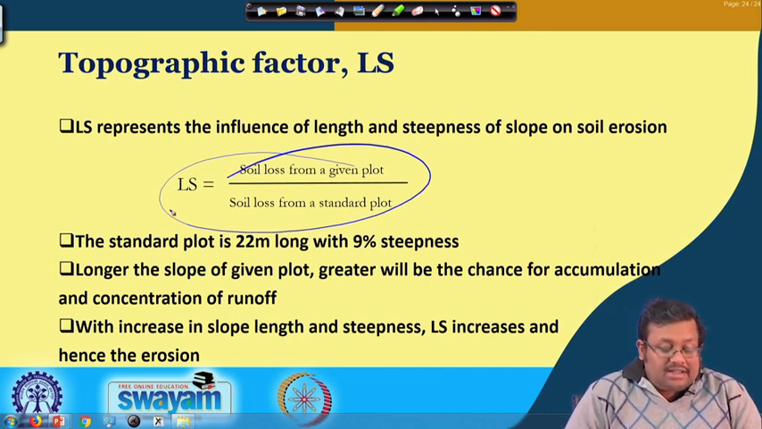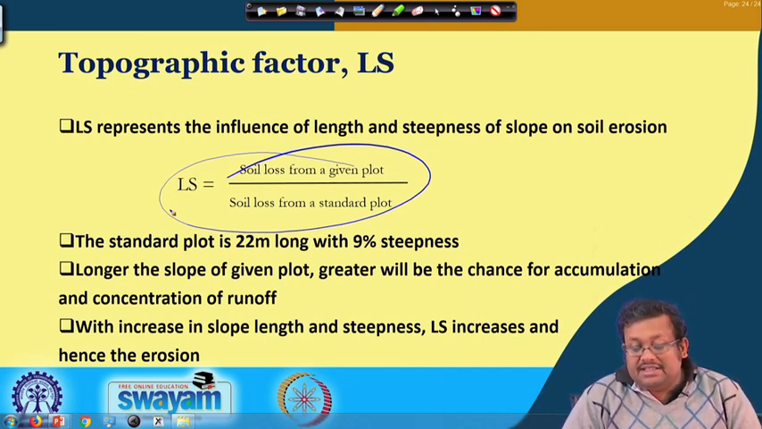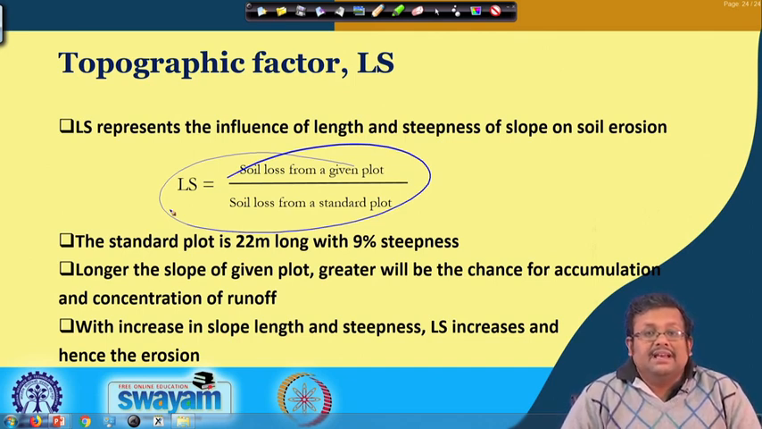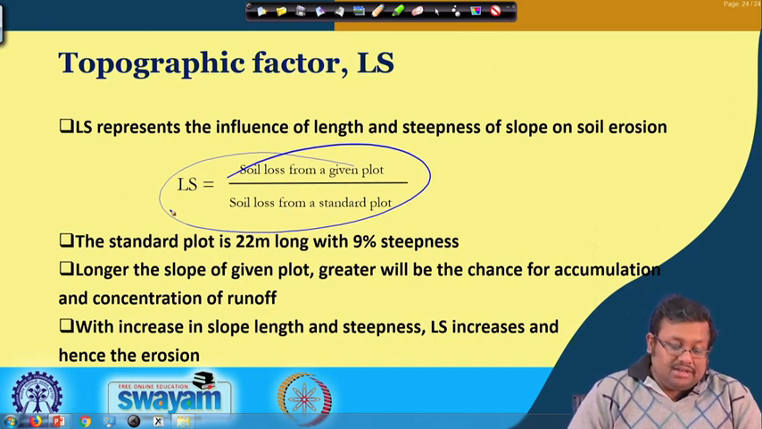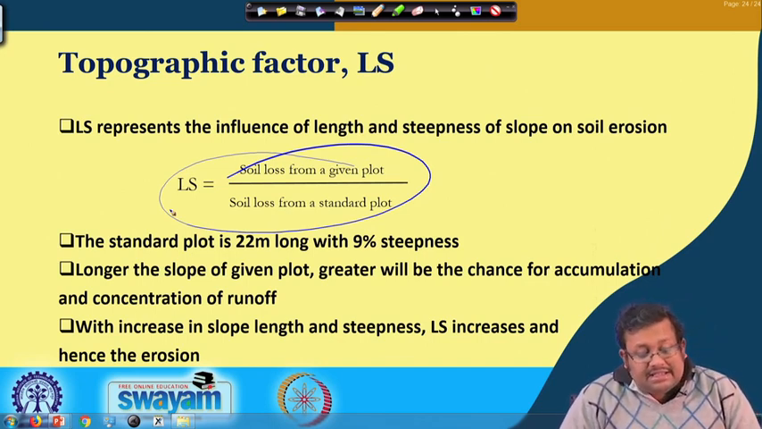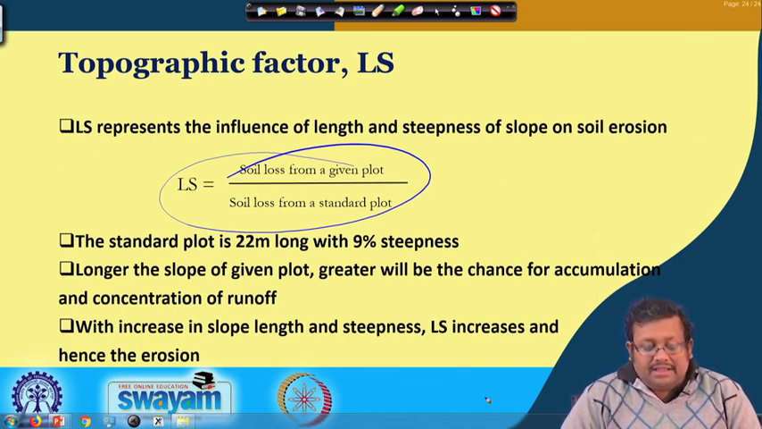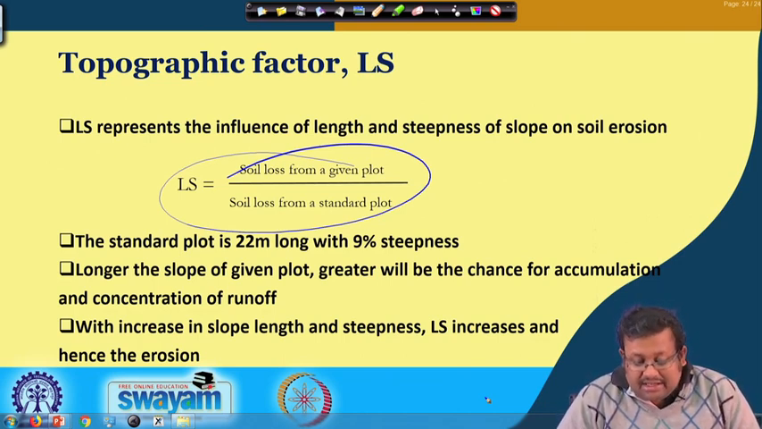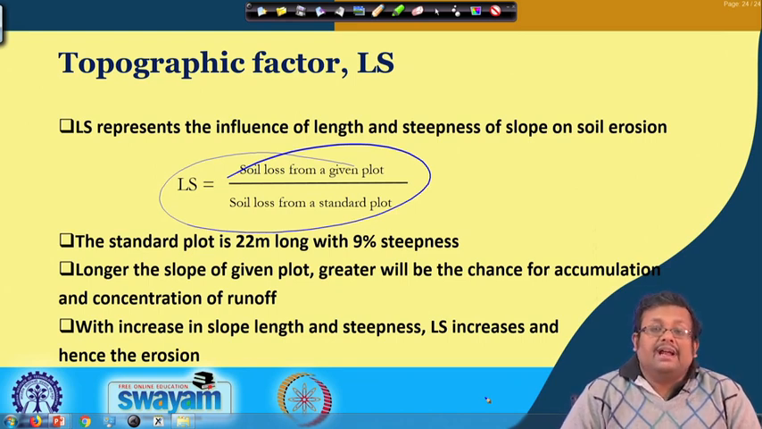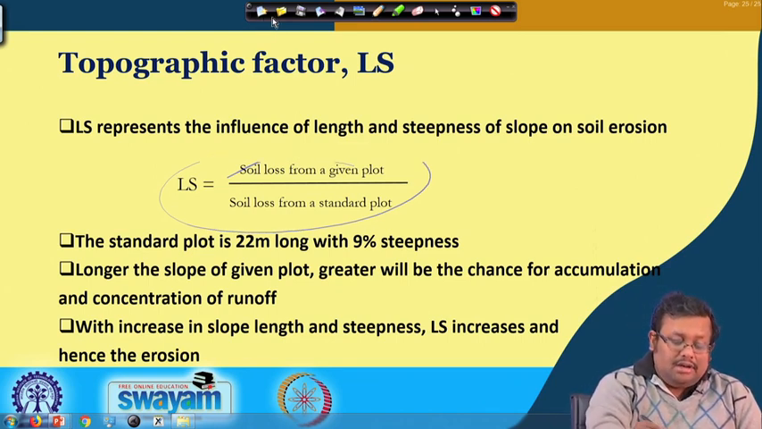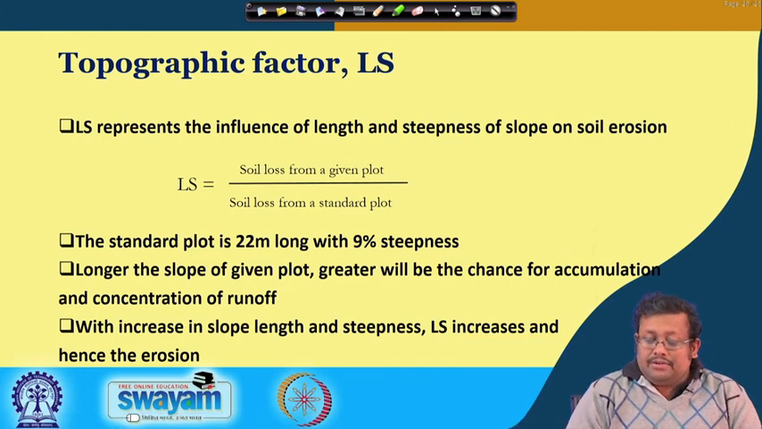and the longer the slope of a given plot, the greater the chance of accumulation and concentration of runoff. With an increase in slope length and steepness, LS increases and hence the erosion. So when the slope length increases, the L factor increases, and when the steepness increases, that is the S factor, LS increases, ultimately increasing the soil loss or soil erosion.